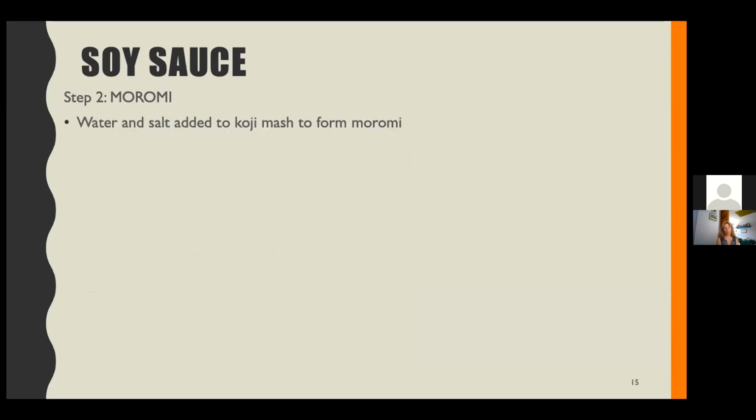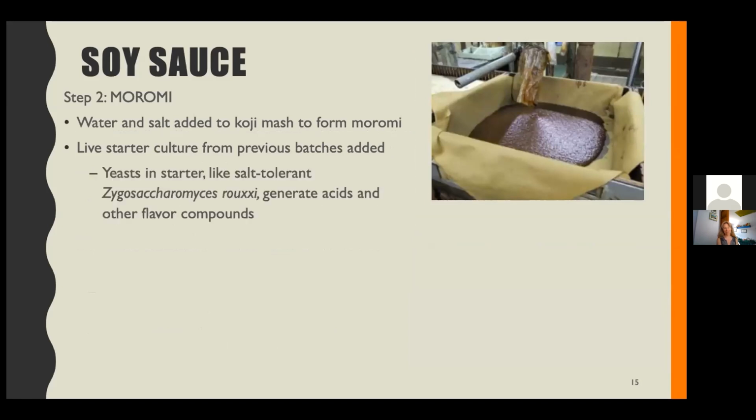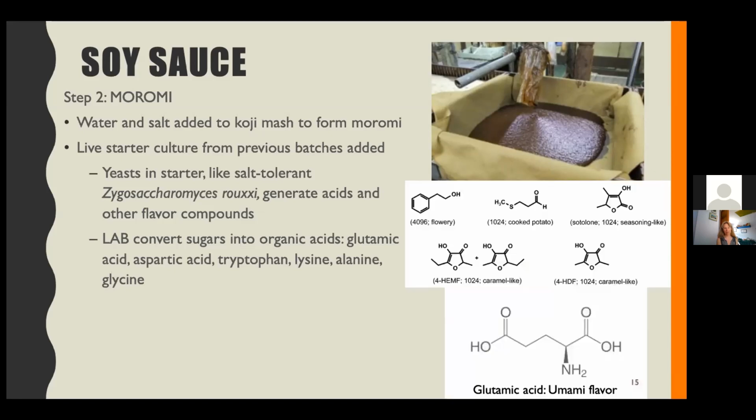So the next step is called moromi. And this step has water and salt added to the mash. It looks like some refried beans. And this step is where the live culture is added again, but from the second step. So this has yeasts that generate acids and other flavor compounds, and lactic acids that convert those smaller sugars into other organic acids as well. So these are just some of the many flavor compounds that all come together to make soy sauce.